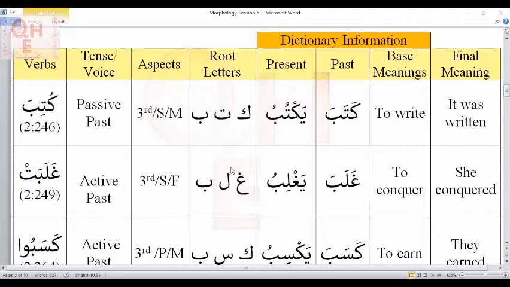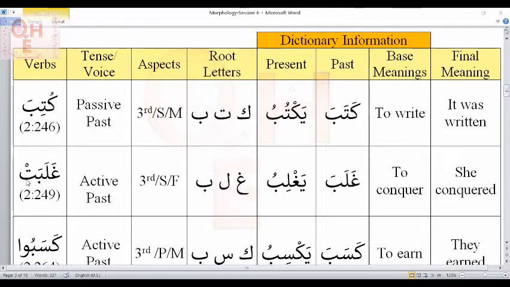Next word, ghalabat. The moment you see ta sakin at the end, that means this is past tense. And we also don't see ghulib, so this is active past tense. When you run the table, which aspect does it fall under? Fa'ala, fa'ala, fa'alu, fa'alat. So it falls under this aspect, third person singular female.